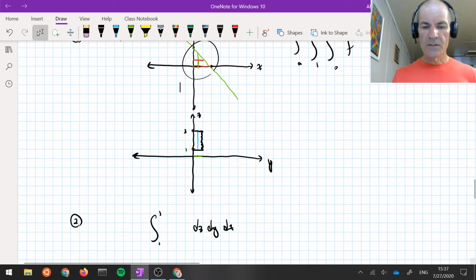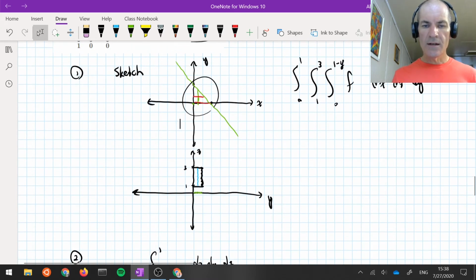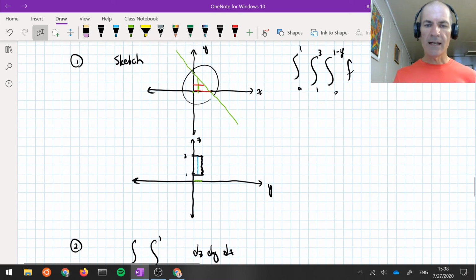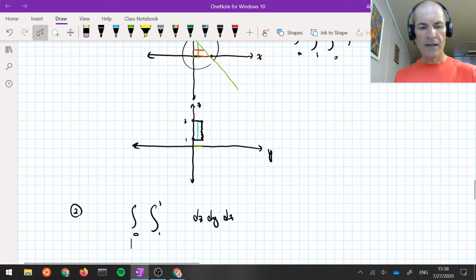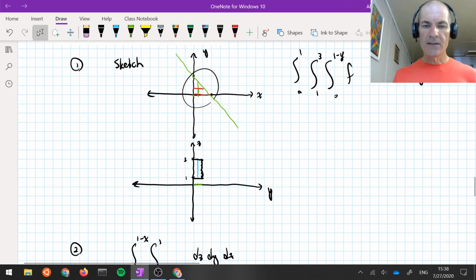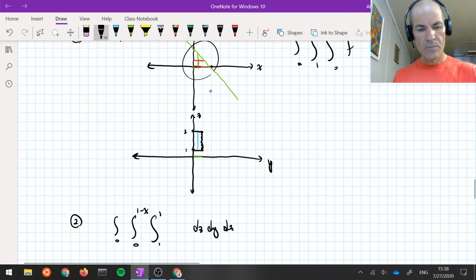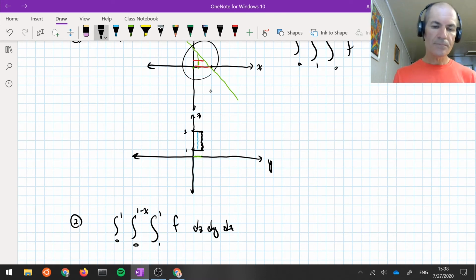And if we want to know how y moves, lines parallel to the y-axis are going to always start at 0, and they're always going to end on the line y equals 1 minus x. And then finally we take this and we project it or smash it into the remaining variable, which is x, and that's going to cover the interval from 0 to 1. And then we're going to integrate f like that. And that's it.